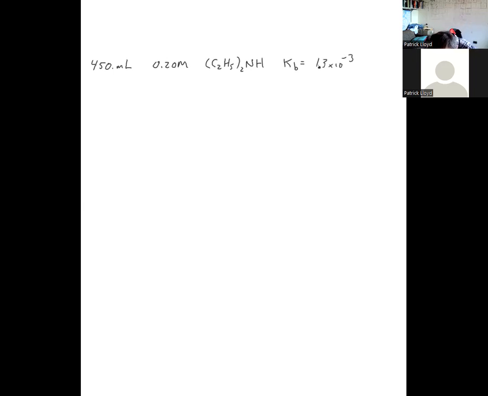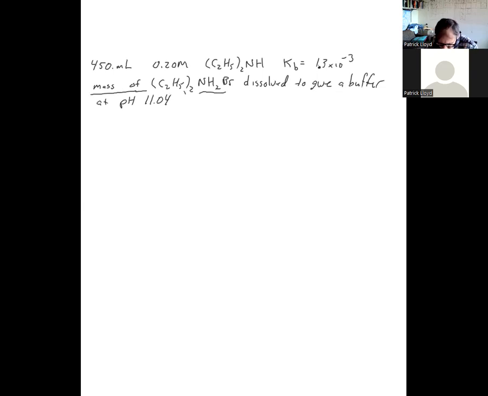Now they want us to find the mass of diethylammonium bromide. So that's the diethyl part right there. The 2 is the di, so diethyl. Ammonium bromide dissolved to give a buffer. At least they tell you it's a buffer at pH 11.04. Okay, so we want to find the mass of the diethylammonium bromide that we're going to dissolve to give us a pH buffer at 11.04.